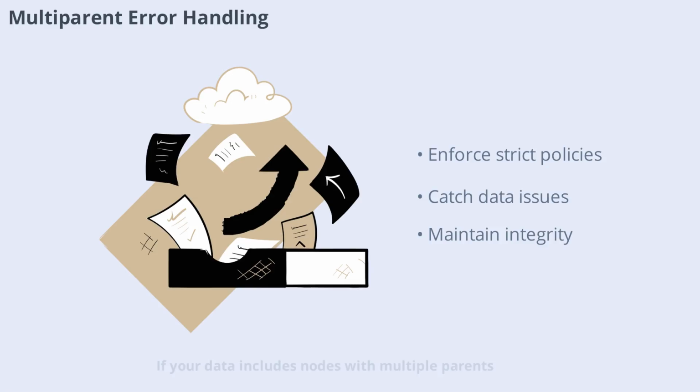If your data includes nodes with multiple parents, you can enforce strict policies using the multiparent error or multiparent leaves options. These settings raise errors if non-leaf nodes have multiple parents or if any multiparent nodes are found, helping you maintain data integrity and catch issues early in the hierarchy generation process.